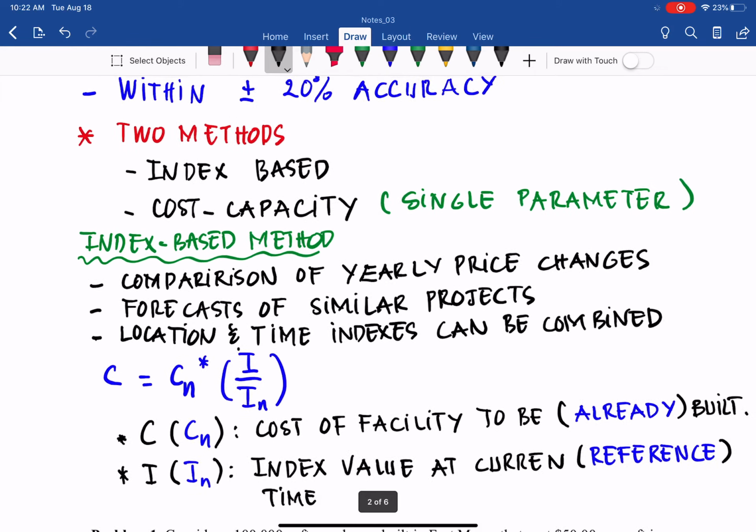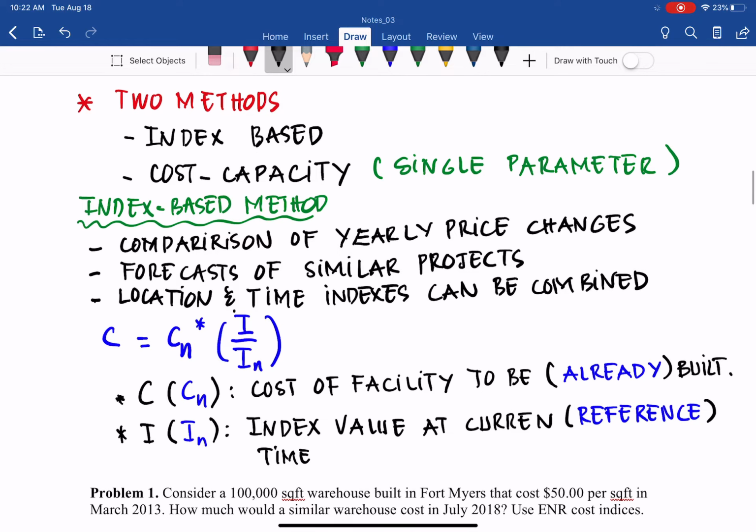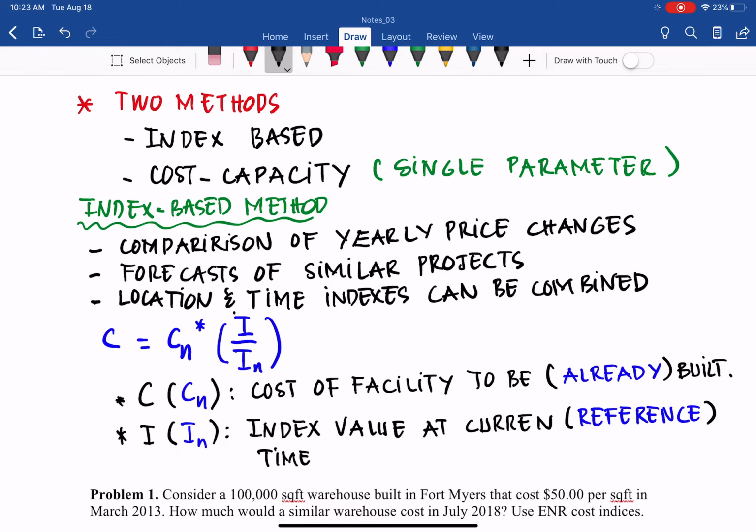And then we focus on the index-based method, the first method we use, with the note here. Basically, like I said, the index for the time is an adjustment for inflation, so a comparison of annual price changes, and also a forecast of a similar project built in the same place at a different time, or in a different location. Because of the different location and time, it can be involved from the historical data, the reference project, to the current project that we want to build. Then we can combine the location and time indexes in this method.